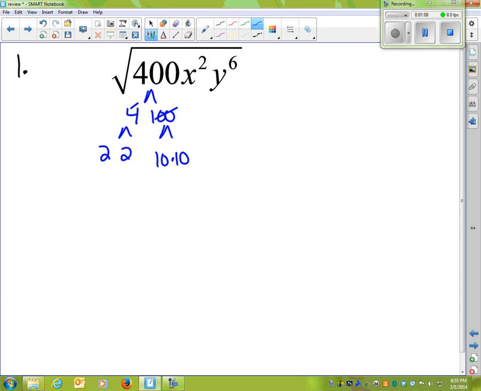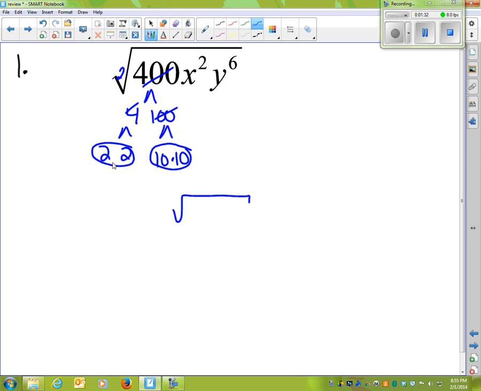I'm going to cross off the numbers that I've factored. And I'm going to stop my factor tree here. Because it's a square root, I'm looking for groups of 2. So the minute that you come up with a pair, you can stop the factor tree. Like the pair of 10s, I don't have to continue on factoring them down.